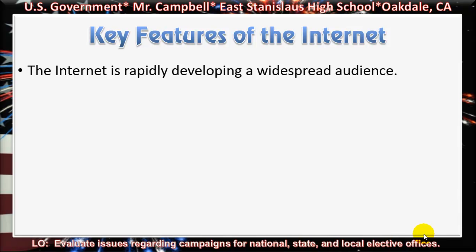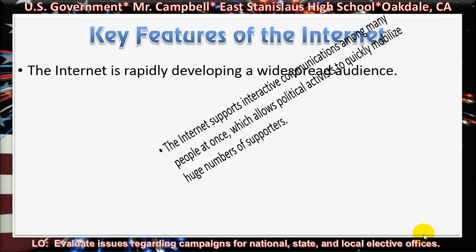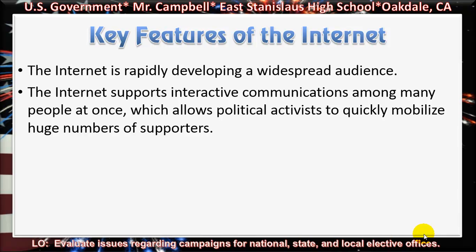The Internet is rapidly developing a widespread audience. The Internet supports interactive communications among many people at once, which allows political activists to quickly mobilize huge numbers of supporters. And of course, this isn't only true here in the United States. We've even seen it, especially through social media. Facebook was widely used as a tool behind the 2011 Egyptian revolution, where the protesters began organizing their protests online. So, social media has frequently been used as a means of communication now on the Internet.